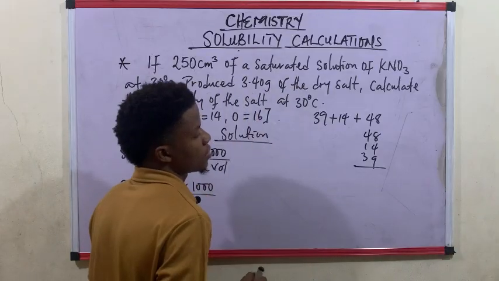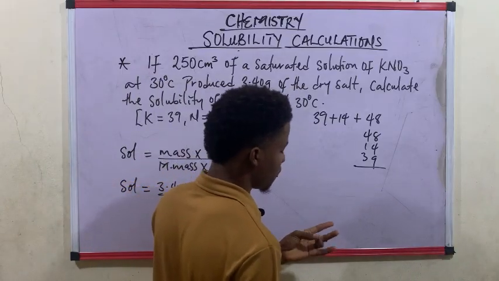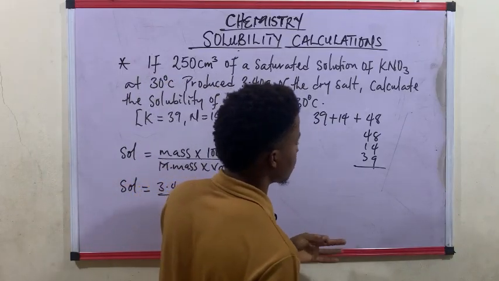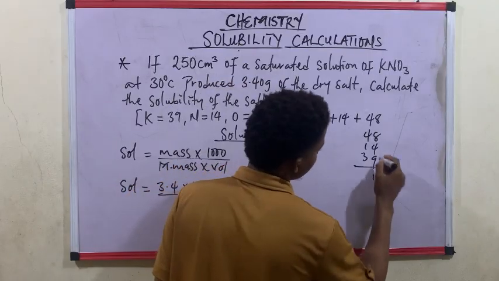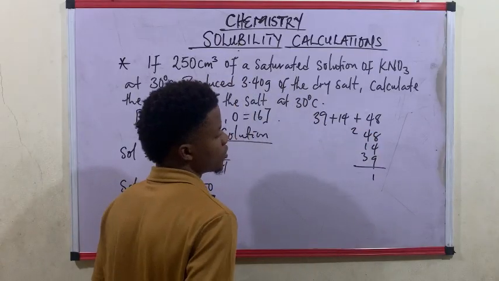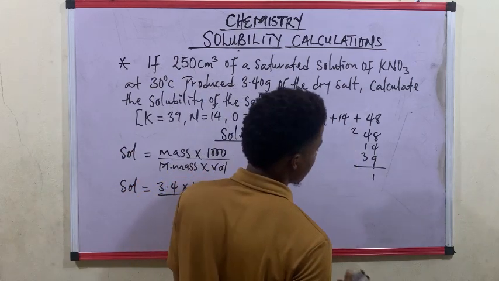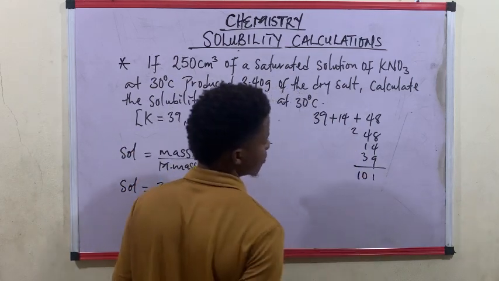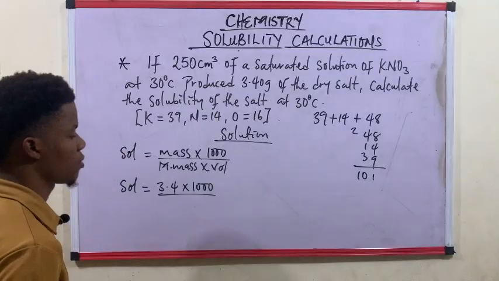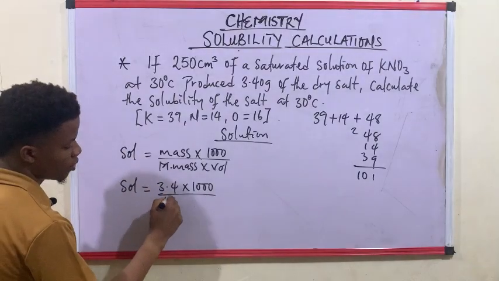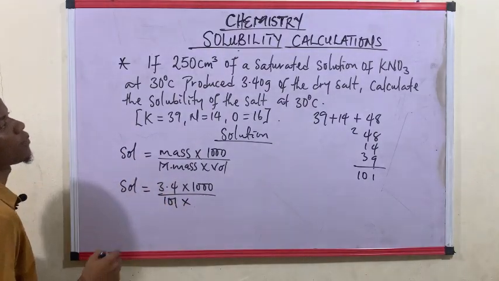So 8, 9, 10, 11, 12, 13, 14, 15, 16, 17, 18, 19, 20, 21. So we have 1, carry 2. All right. So 5, 6, 7, 8, 9, 10. So that's 101. All right, 101. So 101 times, what's our volume?